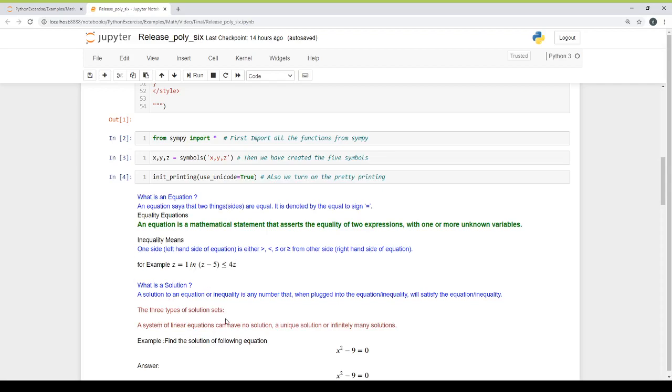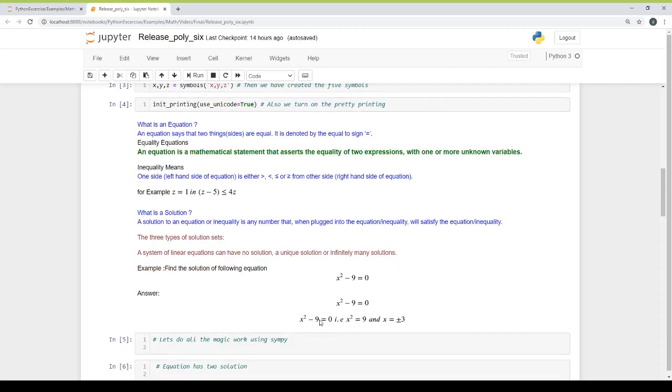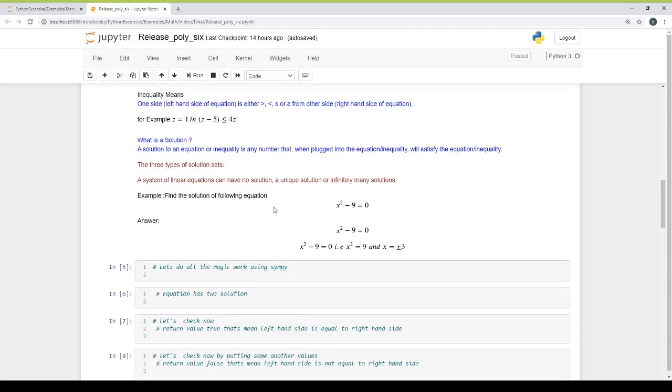We have three types of solution sets. A system of linear equations can have no solution, a unique solution, or infinitely many solutions. Example: find the solution of the following equation. Suppose we have the equation x square minus 9 on the left hand side equal to 0 on the right hand side. If we put the value x equal to 3, then what will happen? 3 square is 9, 9 minus 9 is 0. Minus 3 square is 9, 9 minus 9 is 0. That means plus or minus 3 satisfies the equation.